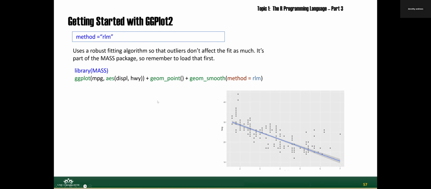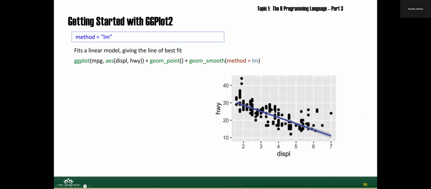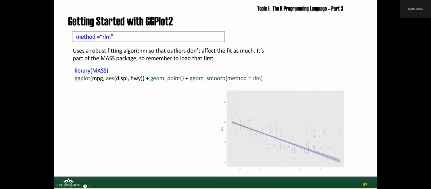And then we have something called a robust linear model. And I really don't see a big difference between the RLM and the LM. They look pretty similar to me. But we still see that even with the RLM, it's not a good fit.